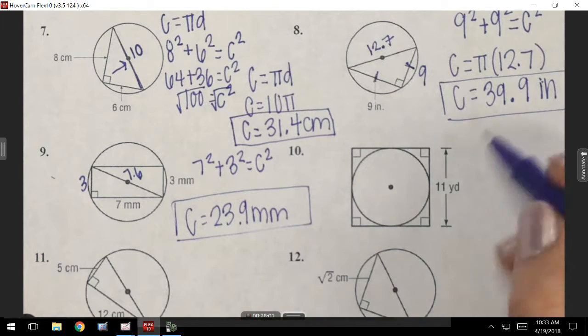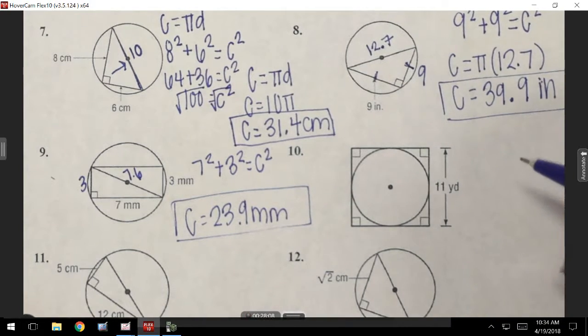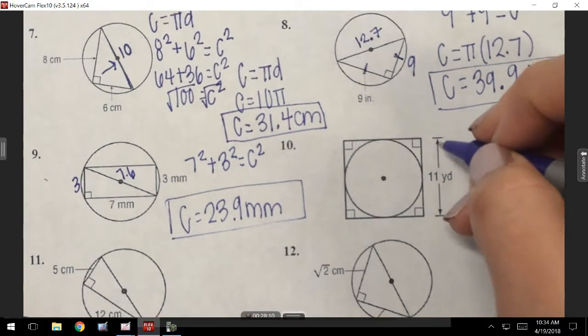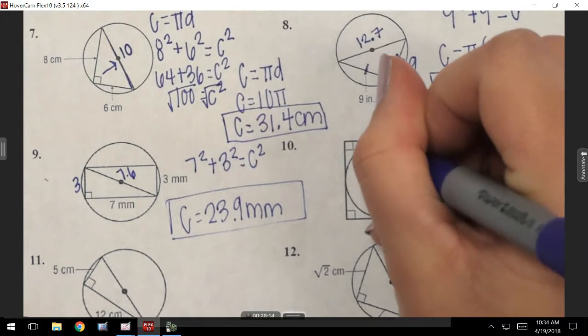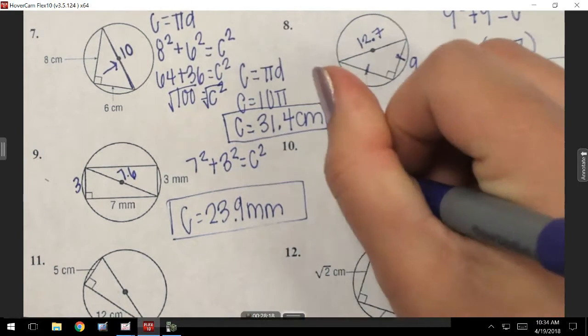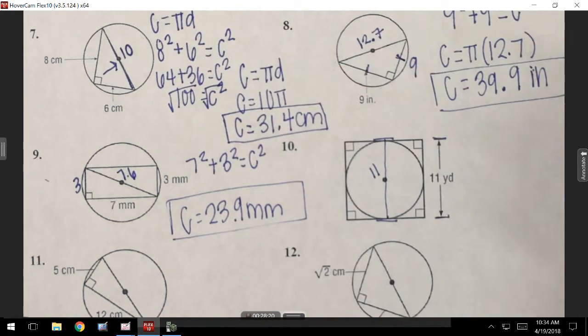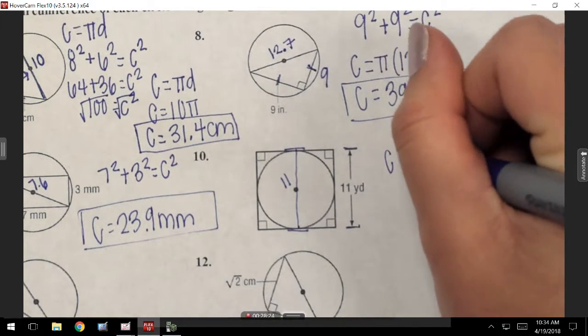What's the diameter of 10? 11. What'd you say, Harrison? Look, this looks confusing. They're telling you from here to here is 11. Well, isn't that the same exact thing as sliding it over and going here to here? So your diameter is 11. So to find the circumference, all you do is pi times 11.